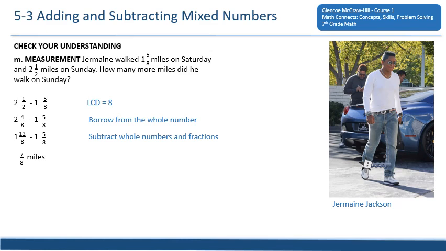And if we subtract the whole numbers, 1 minus 1, we get 0. So we're not going to have a mixed number here. And then if we subtract the fractions, 12 minus 5 is 7. So we get 7/8 miles.